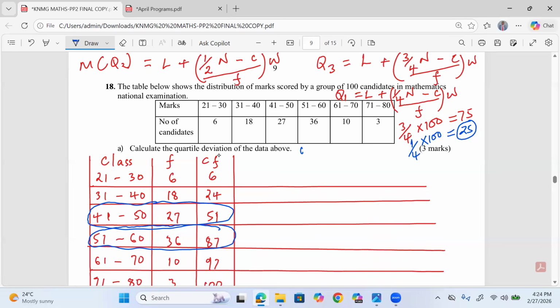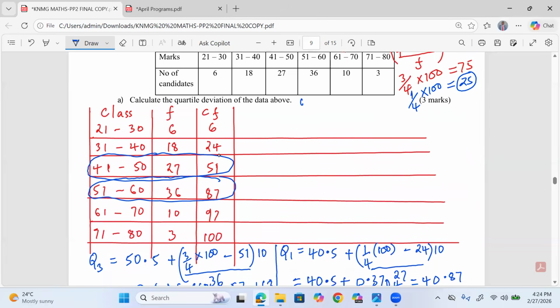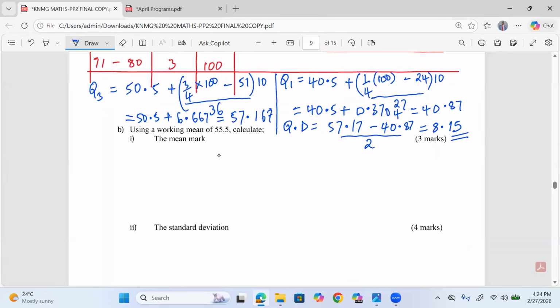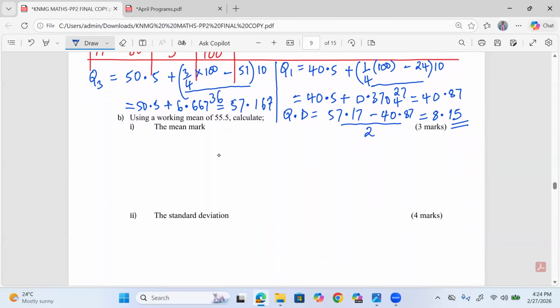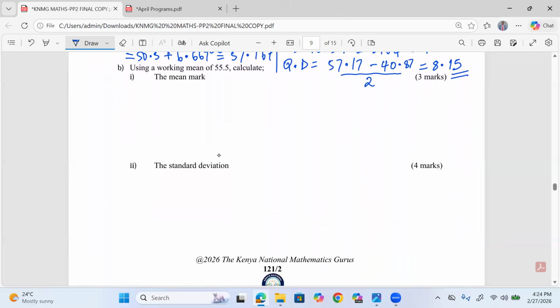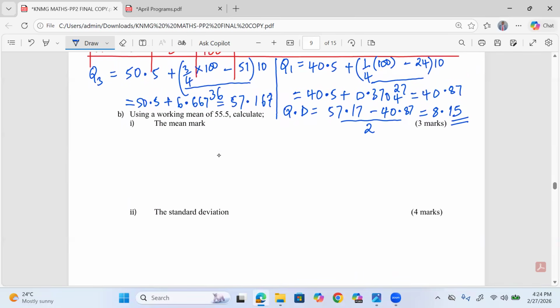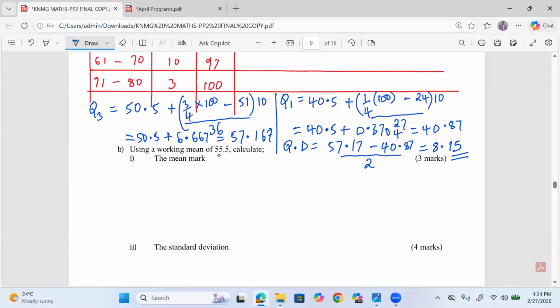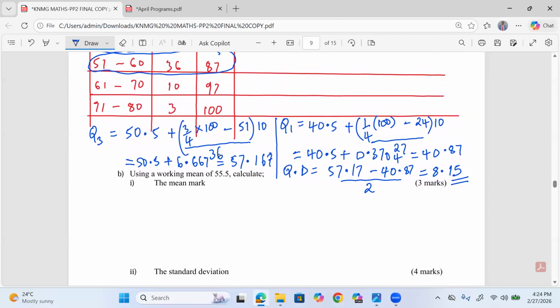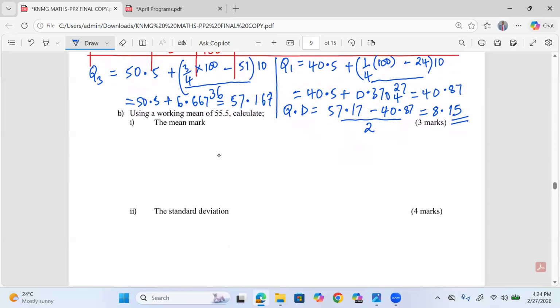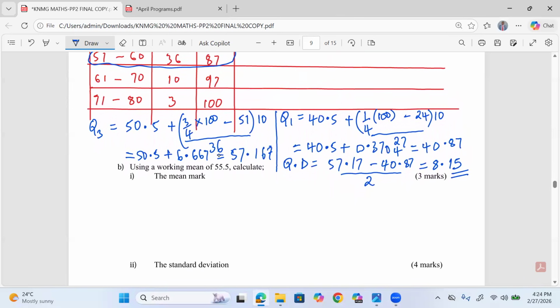We are now going to part B of this question. Yeah, you can see we have some space here. Part B, which is Roman 1 and 2. We're told to use a working mean, also called assumed mean, capital A, of 55.5. Then we calculate the mean mark and also the standard deviation.